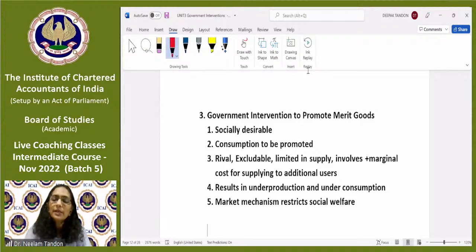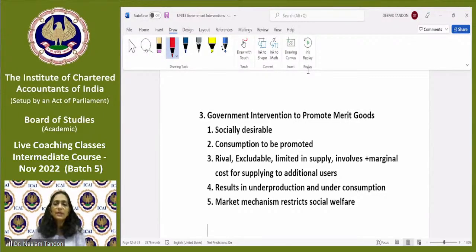We want healthy kids. We want a healthy girl child. We want educated people in India. That should not only be the privilege of people who can pay for it, but for the other set of people also. So consumption is to be promoted. They want merit good consumption to be promoted. People should go for more education, more research, more innovation, merit goods.